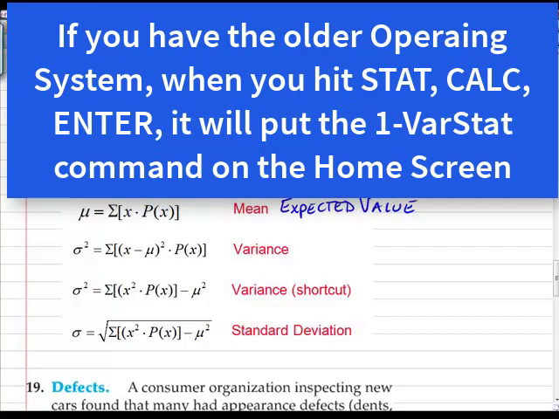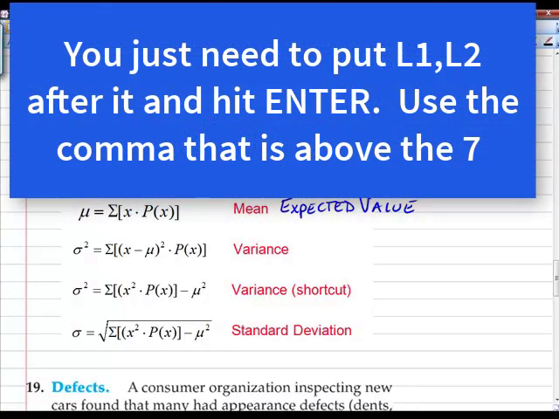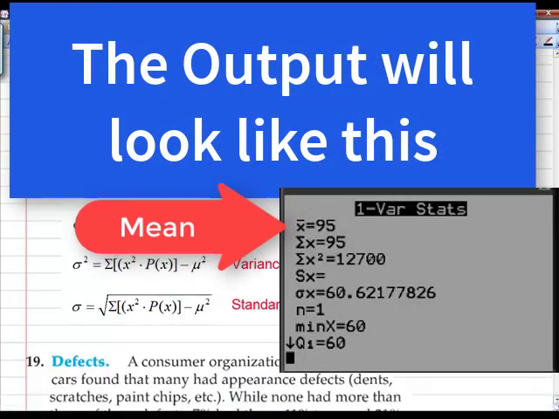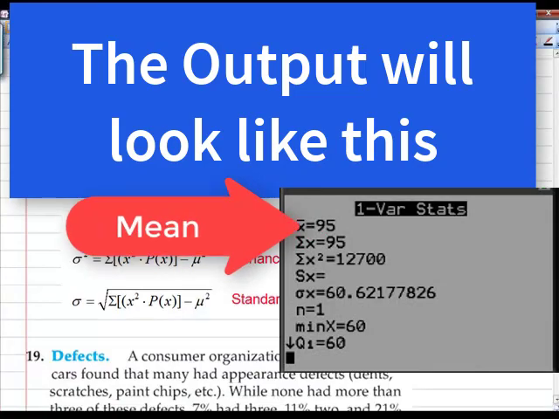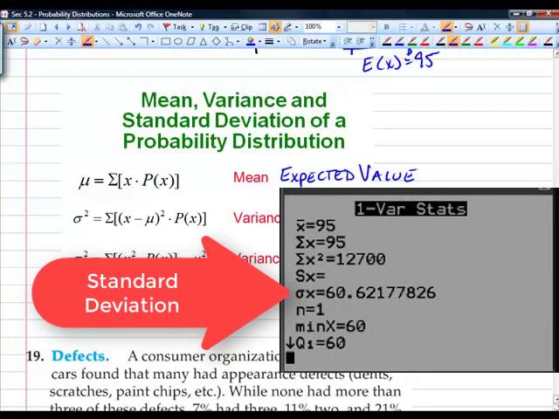Variance measures spread. Take the square root of the variance and we have the standard deviation. Now here's a shortcut for the variance, but I'm going to show you guys how to use your calculator and lists in order to find the variance. So it doesn't really matter which one of these you use.